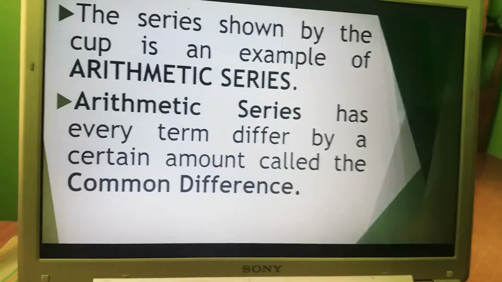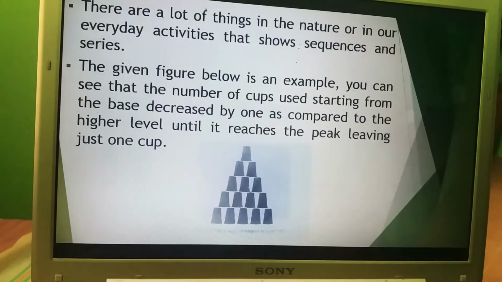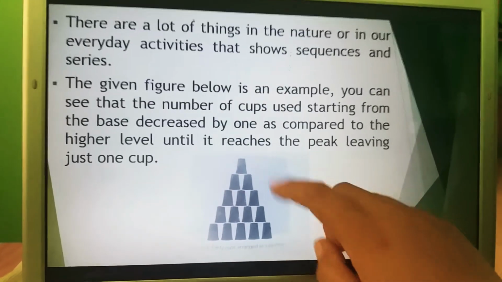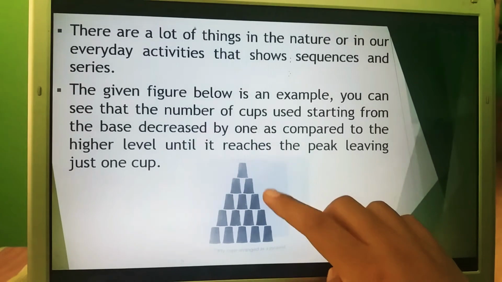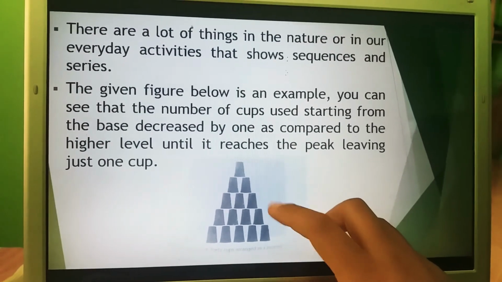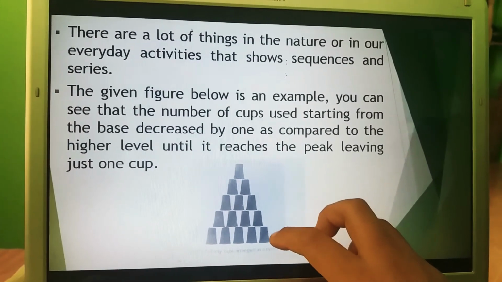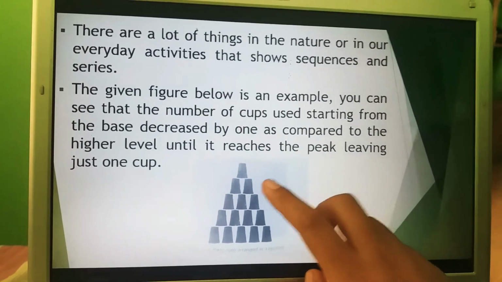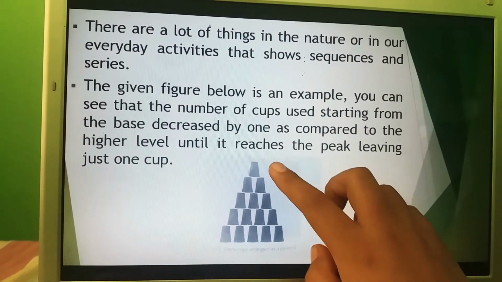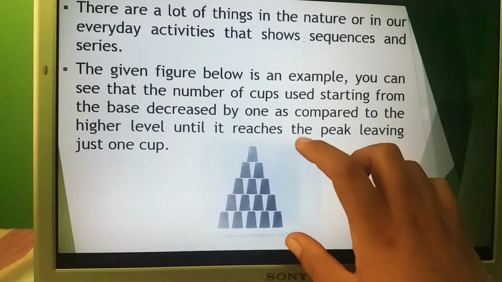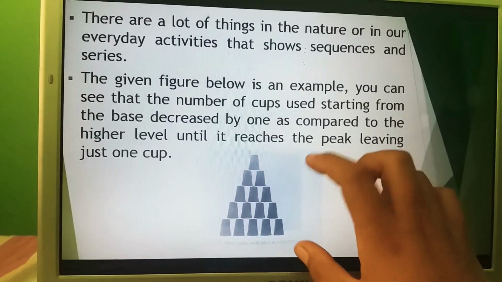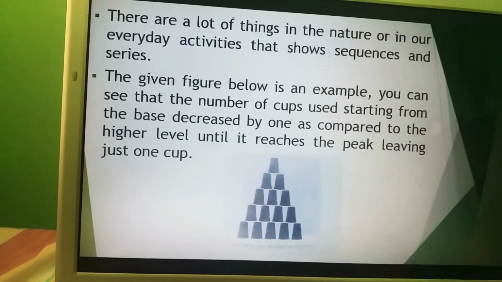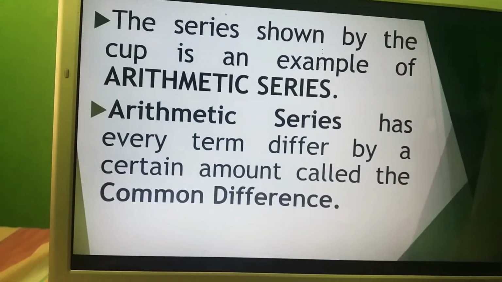So the common difference, let's go back to the last figure. As you can see, the terms we have here are 5, 4, 3, 2, 1. The difference is 1 because 5 minus 4 is 1, 4 minus 3 is 1, 3 minus 2 is 1, and 2 minus 1 is 1. So the common difference of this arithmetic series is 1, and that is what we call the common difference.